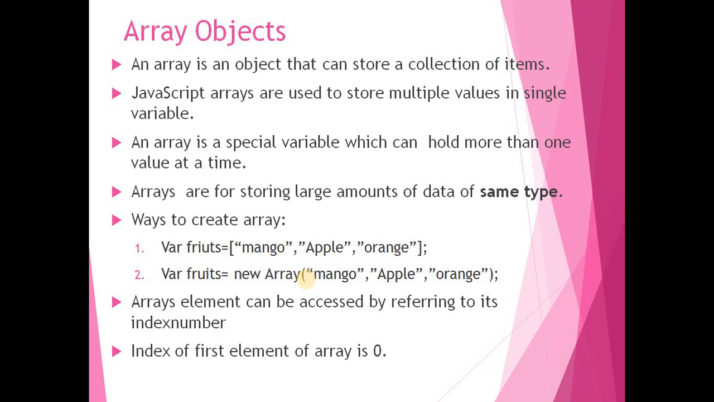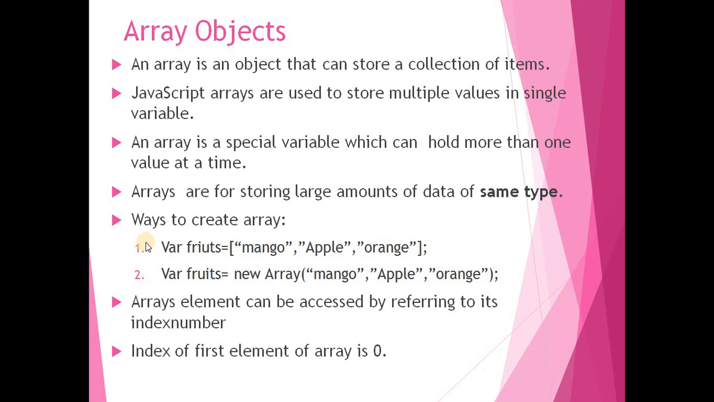Arrays are for storing a large amount of the same type. So this is a very special requirement. Whenever you are using arrays, at that time, the data type of all the items must be the same. If you are storing names of students, then it should be only names of students. You cannot use name of student, then address of student, then next will be marks of students, not allowed. All of them must have the same data type.